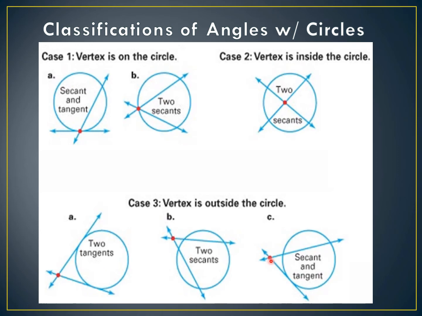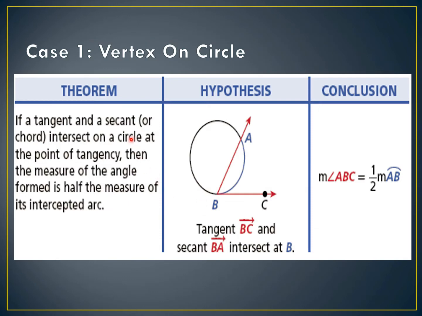Now, dun sa next slide, i-discuss natin ano ba yung mga relationship ng mga angles na na-form dun sa intercepted arcs nila. Now, let's have the case number 1, vertex on the circle. So, dito sa figure na to, meron tayong circle at meron tayong isang secant line and tangent line intersect on the circle. Yung vertex ng angle na na-form is on the circle. So, sabi sa theorem, if a tangent and a secant or a chord intersect on a circle at the point of tangency, then the measure of the angle formed is half the measure of its intercepted arc.